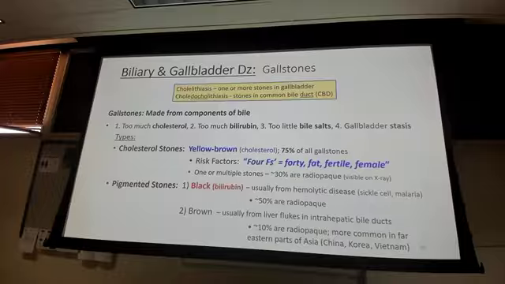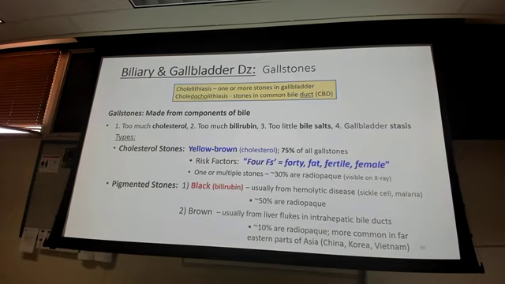Now we can figure out what kind of stones. If we figure out what kind of stones they have, we can figure out where the problem is, right? Most of the time, when somebody has a gallstone in the gallbladder, if they're symptomatic, we'll take that thing out and see what it is. If they're yellow to brown looking stones, then they're mostly cholesterol stones. Risk factors for these, I didn't make this up, this is a true thing: the 4 Fs, so 40, fat, fertile, female.